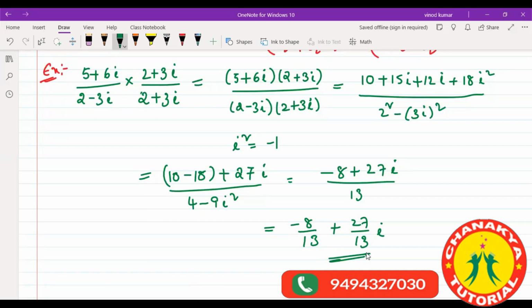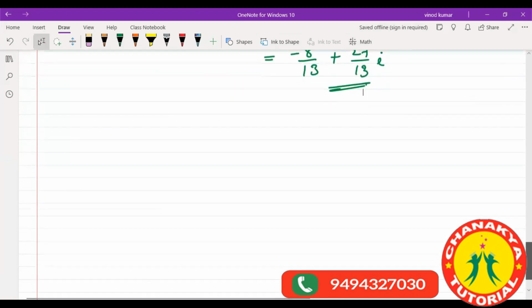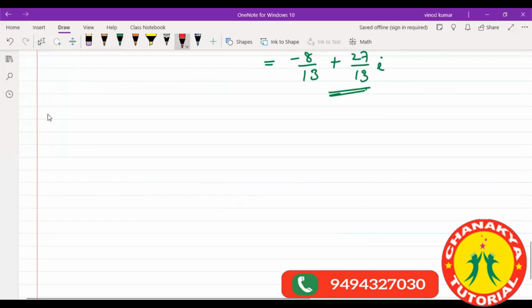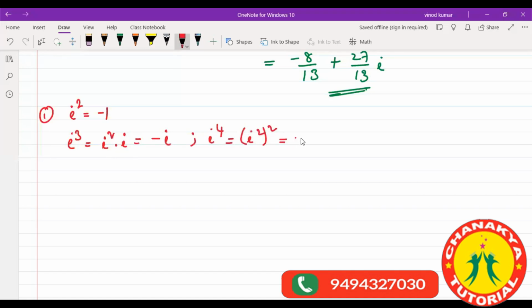Next, integral powers of complex numbers. Integral powers means the i square value is minus 1. The i cube value is i square into i, so it is minus i. And i to the power of 4 is i square whole square, so minus 1 whole square, then it is plus 1.